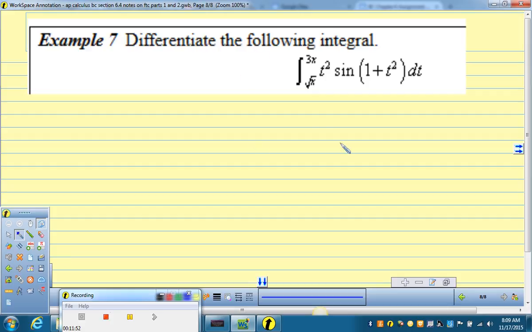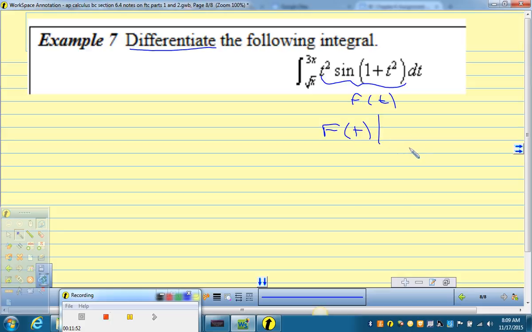And let's see if we can think our way through this part. Here is our lowercase f of t. We're asked to differentiate again. So, the antiderivative will be capital F, evaluated between what and what? Can anyone see what that is? Does it look like root x? Yeah. To 3x? All right, so now we're going to have capital F of 3x minus capital F of root x, and we're taking the derivative of that with respect to x.